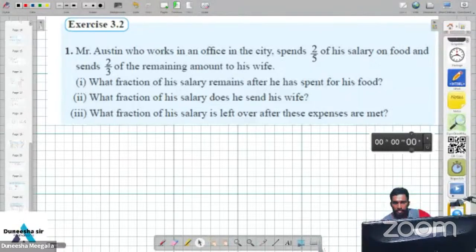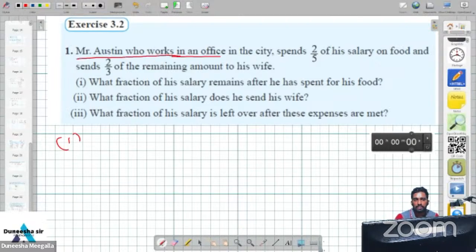Okay, how did we get the answer? Mr. Austin, who works in an office in the city, spends 2/5 of his salary on food. Let's figure it out. Then how much? 1, 2, 3, 4, and 5. Okay, then 2/3, how much is it? You can use it, it's food, on food.